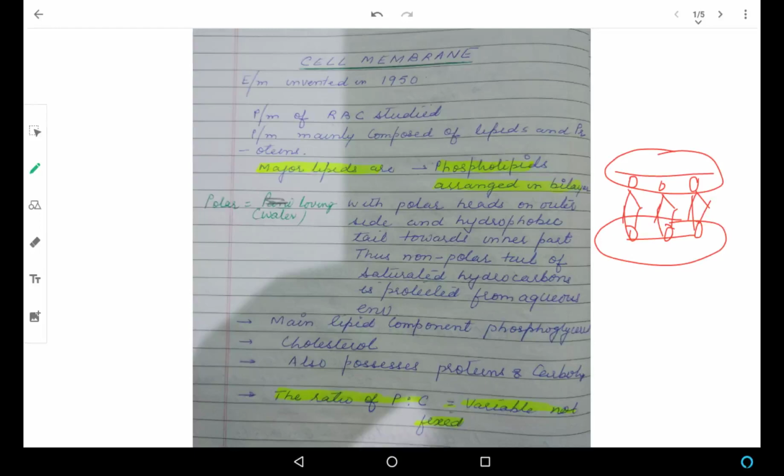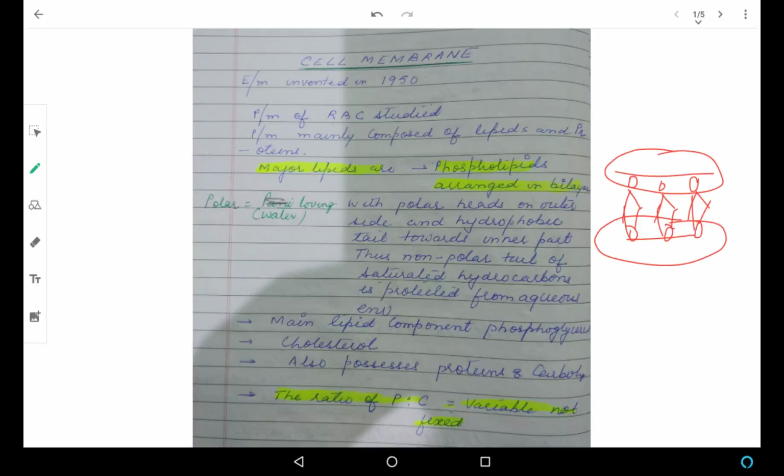The phospholipid molecules are polar in nature, that means they are amphipathic. They have polar heads which incline towards the watery ends, and they have a hydrophobic end which inclines itself toward the inner side of the plasma membrane. These are non-polar tails of saturated hydrocarbons. They are protected from the aqueous environment because of this amphipathic nature of the phospholipid molecules.